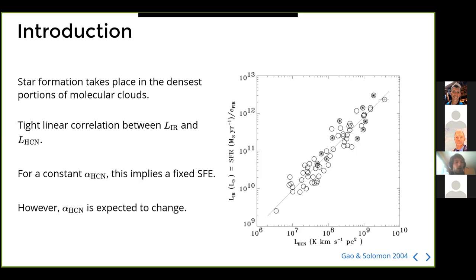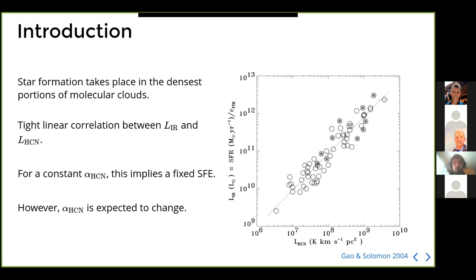However, if this alpha HCN factor changes, this is basically a factor that takes you from luminosity to mass, then this linear relation no longer implies a constant star formation efficiency, but rather that there are variations, particularly due to the kind of galaxy you're looking at, the environment in which the clouds are, things like pressure, metallicity, will affect how this alpha HCN changes. And that is one of the things we would like to understand to be able to interpret these beautiful relations with a physical motivation. So we can also understand how the star formation efficiency is changing and the star formation history of the universe.